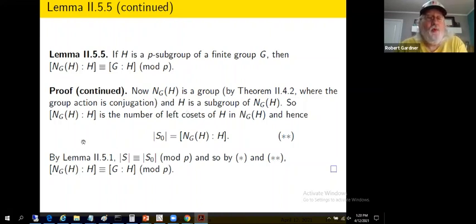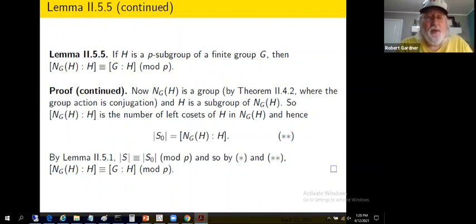So we can look at the number, the index number, let's say, everything's finite here, the number of cosets of H in the normalizer of H. The number of left cosets of H in the normalizer. And we see S sub 0 was exactly that, the number of left cosets of H in the normalizer from the previous slide. That can be written in terms of these index symbols. So S sub 0 in cardinality equals this index.